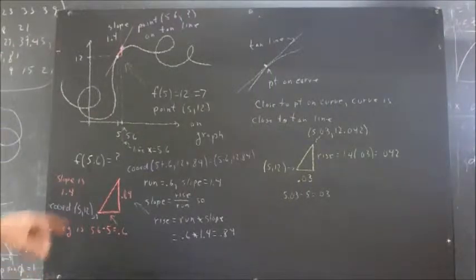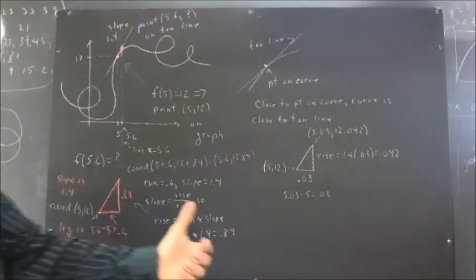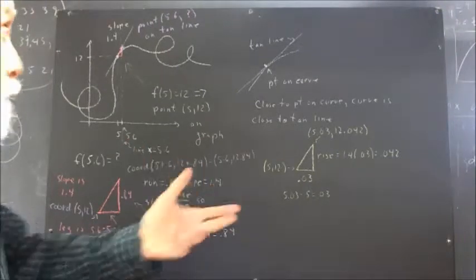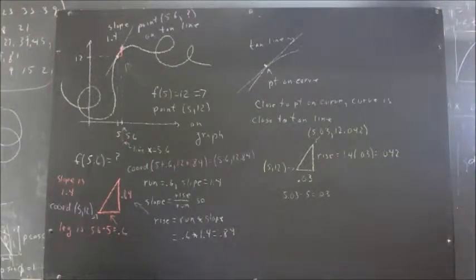On the first problem, we're given that f of 5 equals 12 and f prime of 5 equals 1.4. And we're asked to do various things with that, but in the first sentence we have enough information to begin sketching a picture. People were able to do this once I said draw a picture, but in class nobody drew a picture.